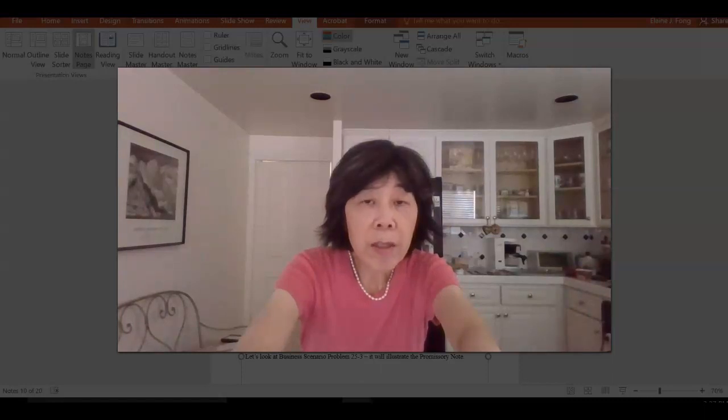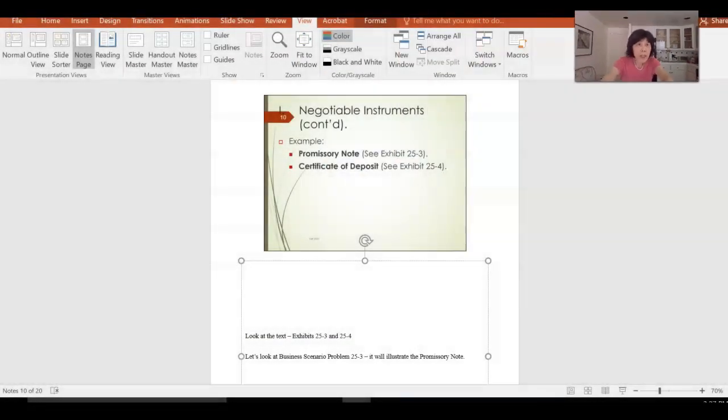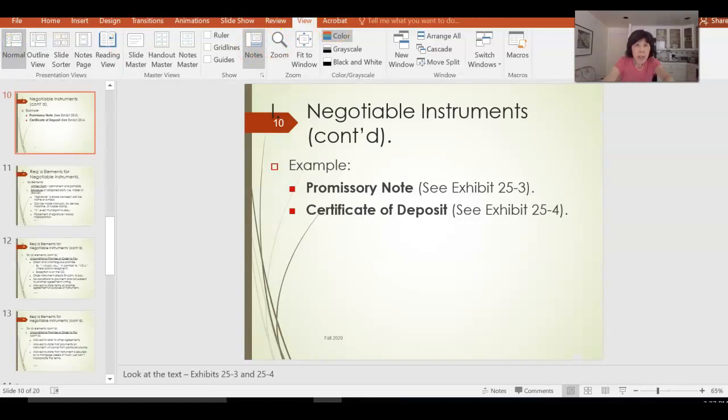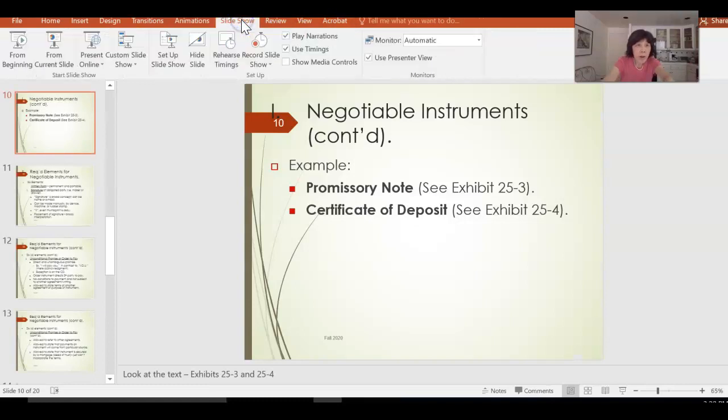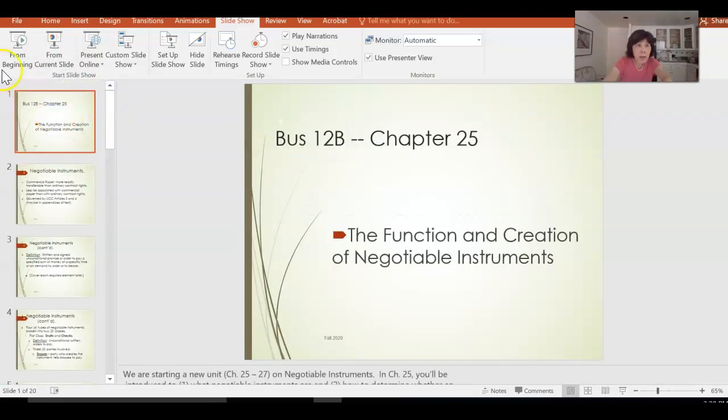negotiable instruments. I'm going to put the PowerPoint up right now, and let's see if I can do this correctly. Get to slide view, normal, and slideshow. All right, thank you for your patience here. Oh, sorry about this, class. Here we are.